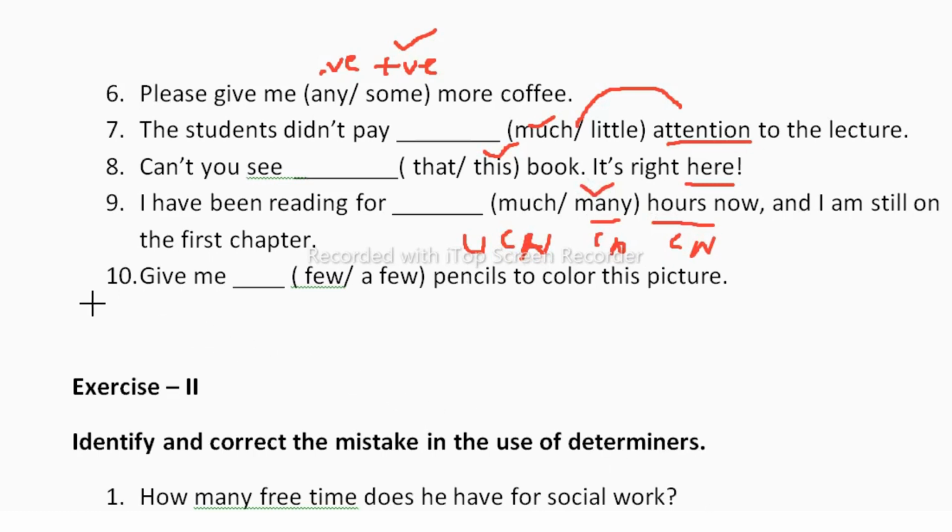Now let's see the next one, the 10th one. Give me dash pencil to color this picture. So students, "few" means nothing is there, which shows the negative statement, and "a few" means some pencils, which shows the positive statement. So here what is the correct answer? The correct answer is a few pencils.